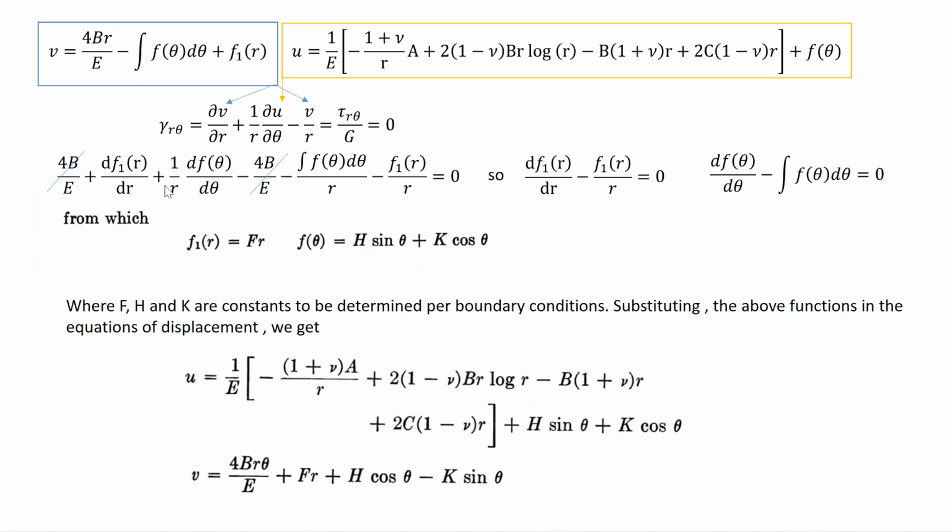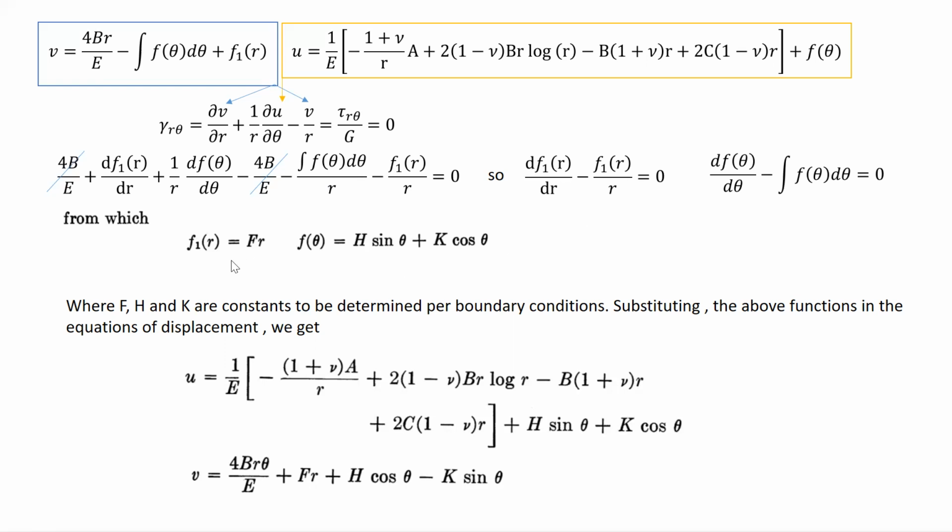So we will have this expression that has some terms which have r in it, the differential of f1 with respect to r minus f1, and also expressions that have only theta. Separate them from each other. For these to be equal to 0, the expression with respect to r should be 0, and the expression with respect to theta should be 0. We make it as such, and we end up with these two differential equations.